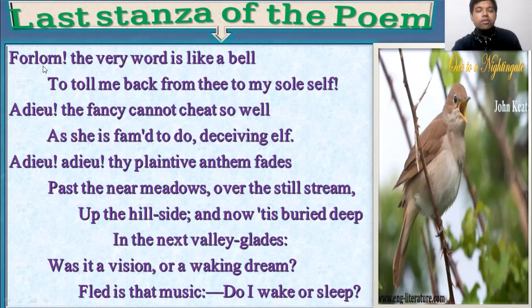So in the line you will find the word forlorn, which means loneliness. Forlorn, the very word is like a bell. To the writer, the word forlorn, or loneliness, is like a bell to toll me back from thee to my soul self. The life of John Keats is full of suffering and loneliness. That is why the word is very much like an alarm that tolls him back from the nightingale to himself.